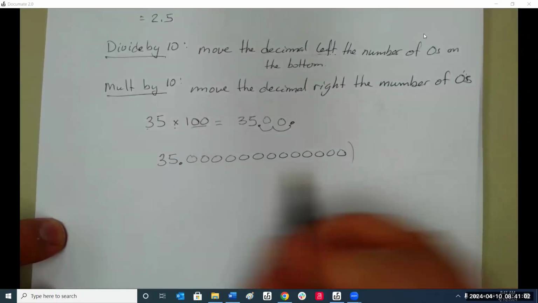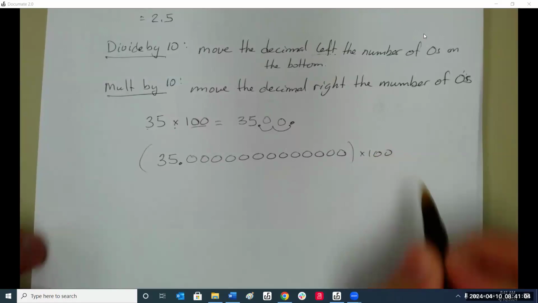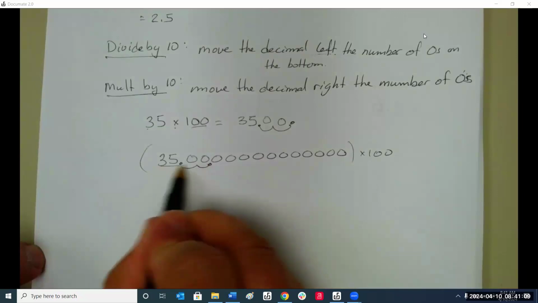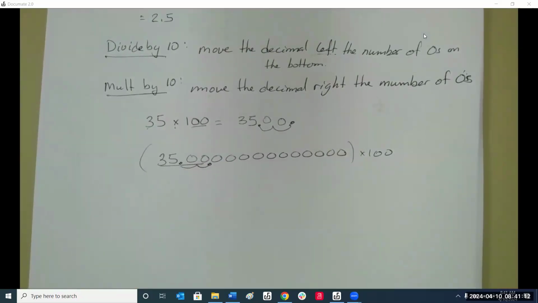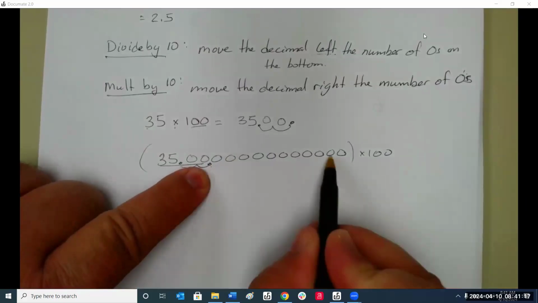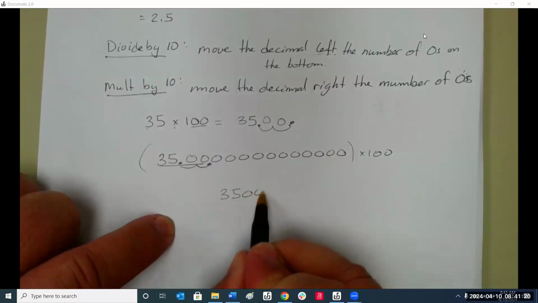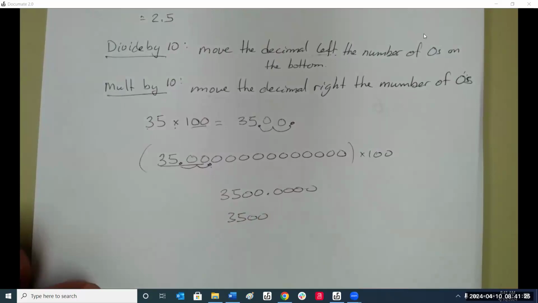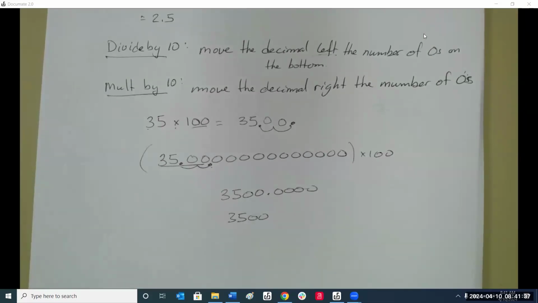So when we multiply this number times 100, now we move the decimal 2 spaces. So now we have 3,500. And since there's no number after that decimal, I don't have to put those numbers there. Now you see why kids have a hard time with division. The rules do not change, but they morph into other rules.